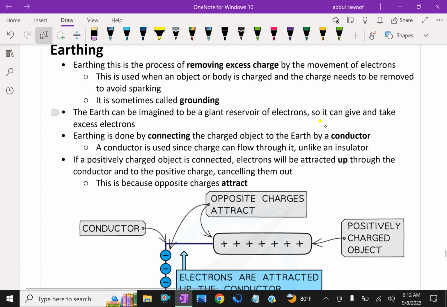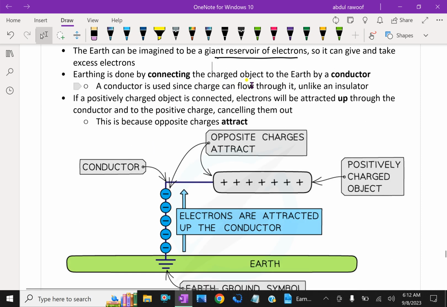So it can give and take excess electrons. Earthing is done by connecting the charged object to the earth by a conductor. A conductor is used since charge can flow through it. Unlike an insulator, the conductor passes the excess electrons from the body to the ground. If a positively charged object is connected, electrons will be attracted up through the conductor to the positive charge, cancelling it out, because Earth is a very giant reservoir, so it easily attracts excess electrons.